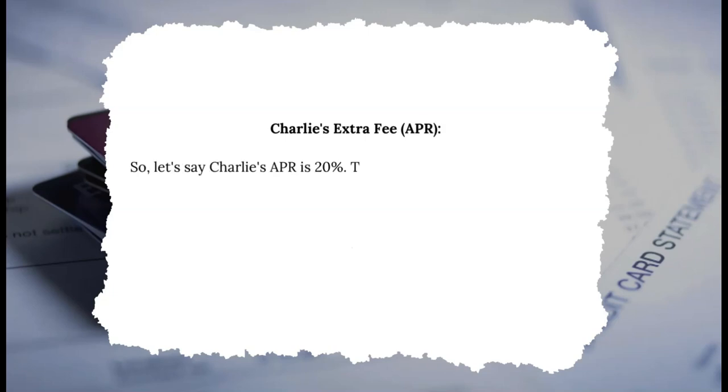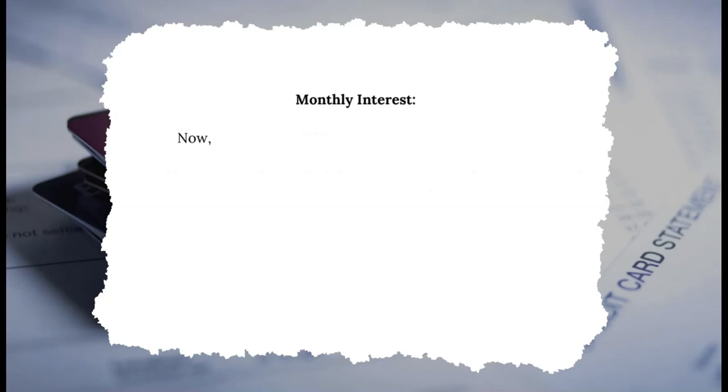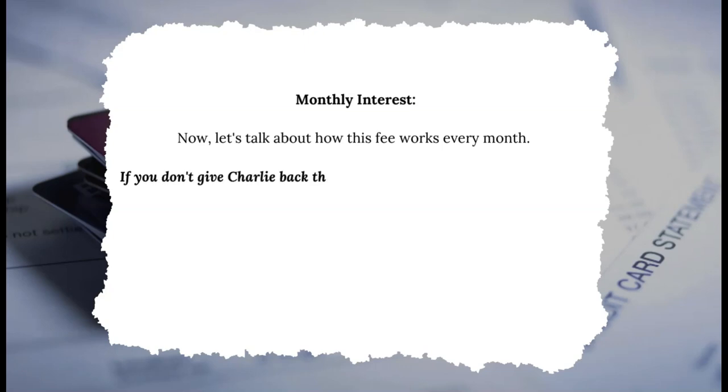Let's say Charlie's APR is 20%. This means for every $100 he lends you, you're going to need to give him back an extra $20 as his fee. That's because 20% of $100 is $20. So you borrow $100. If you don't pay back the $100 at the end of the month, you're going to owe Charlie $120. So let's talk about how this fee works each and every month.